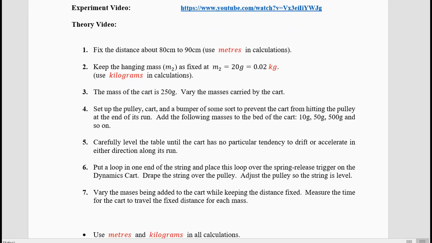The mass of the cart in our lab is 250 grams. The mass can depend on the model of the cart. Our simple model has 250 grams. Just remember that. Now we'll release the cart and start the stopwatch and see how much time it takes to travel a distance of 80 to 90 centimeters. Fix the distance. Then keep adding the masses on the cart. Now record the masses which you are adding and the time it takes.